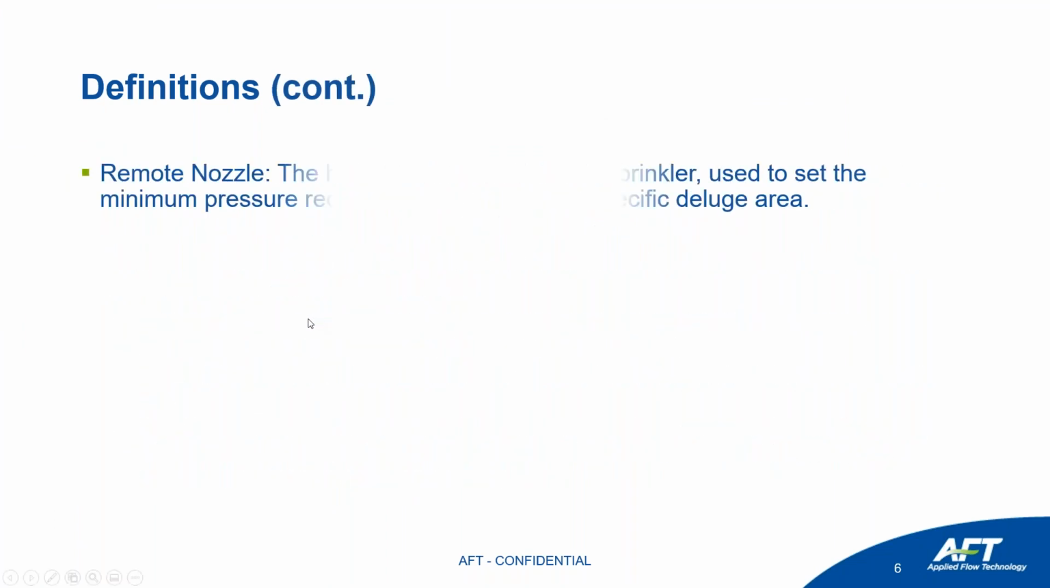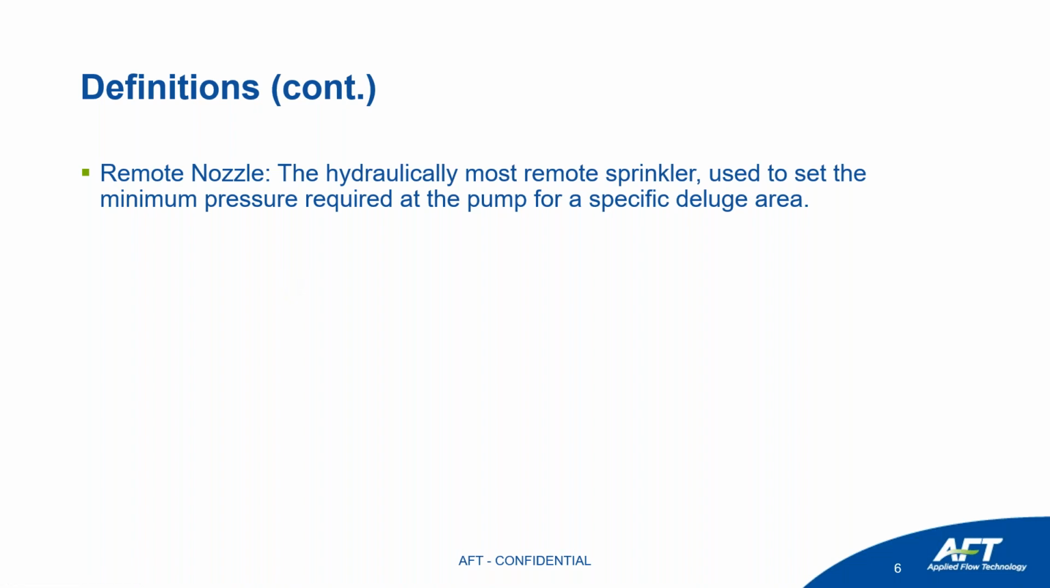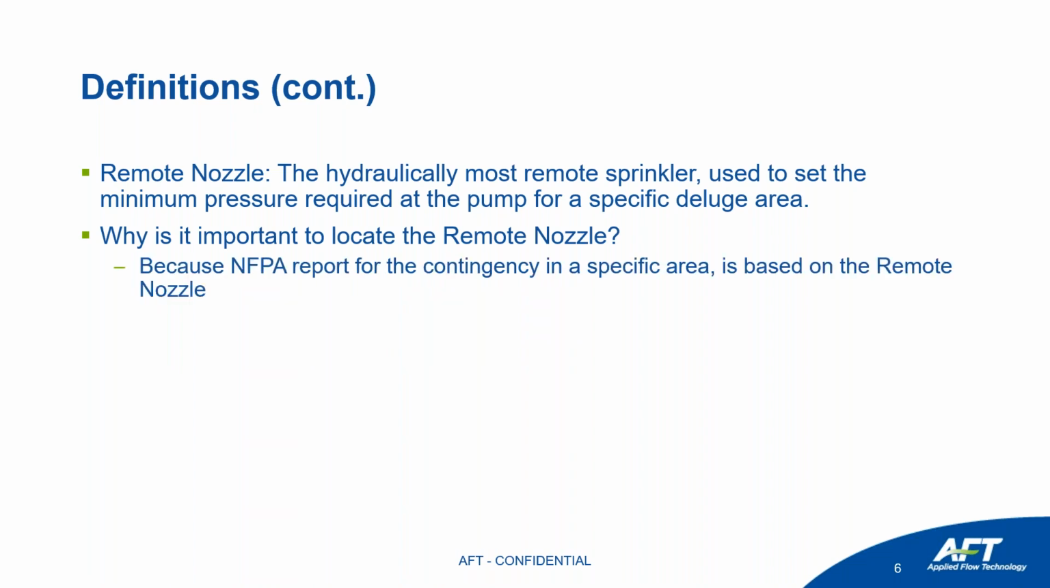Another concept that we'll be using is a remote nozzle. The remote nozzle is the hydraulically most remote sprinkler, used to set up the minimum pressure required at the pump for a specific deluge area. Why is it important to locate the remote nozzle? Well, because the NFPA requirement for a contingency in an area is based on the remote nozzle.